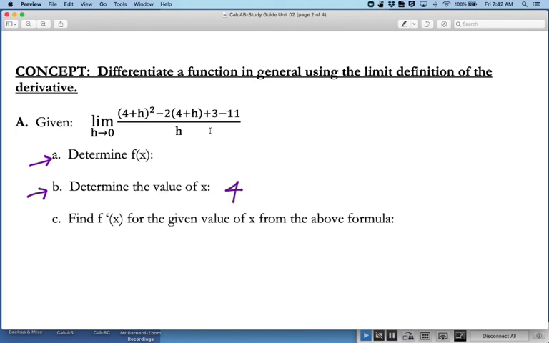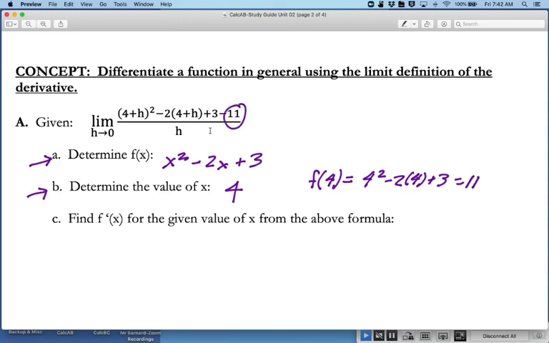All right, I would do part B first. The 4 is the value of x. Now it appears that the function is going to be x squared minus 2x plus 3. And we can verify that by putting 4 into that function, which would give us 4 squared minus 2 times 4 plus 3. So 16 minus 8 plus 3 is 11. And it should be right there.